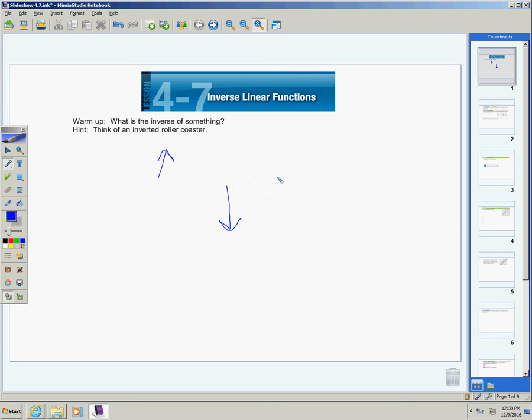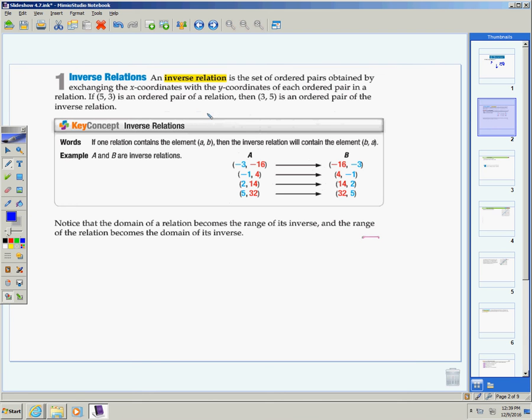So if you think about it, your car would look something like this. The wheels would be on top, and the car would be below the wheels. So basically, we flip-flopped around from what was normal. And that's basically what we're going to be doing today for inverse relations and inverse functions.